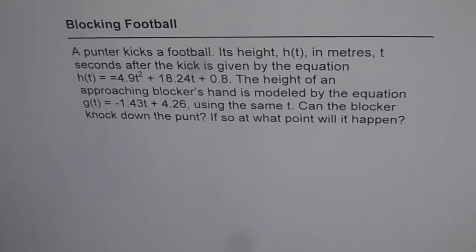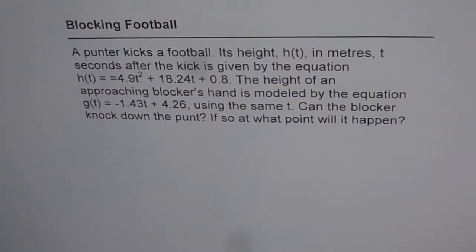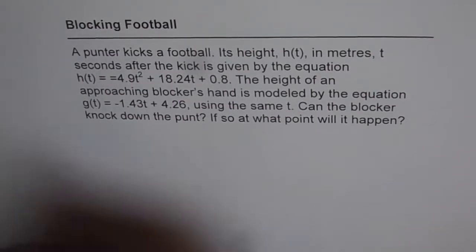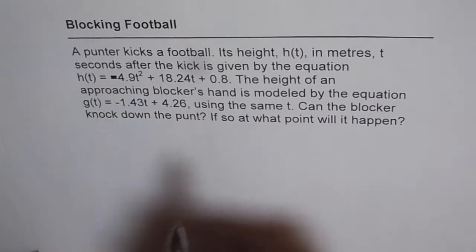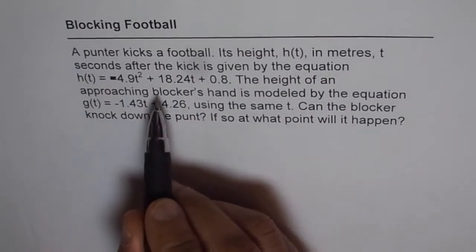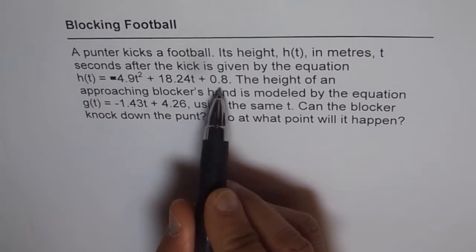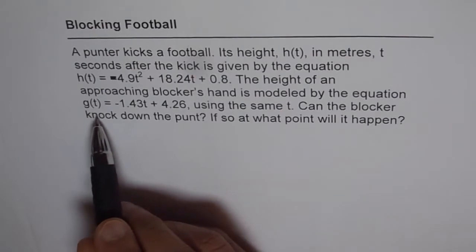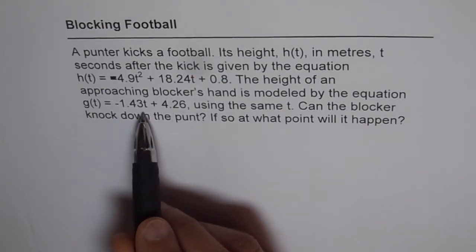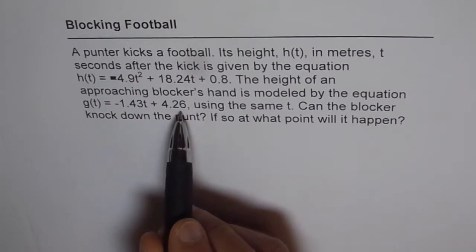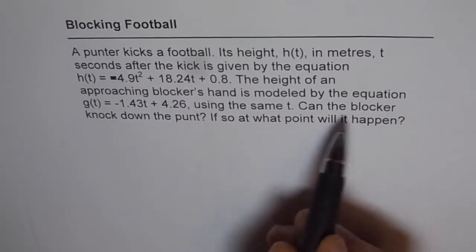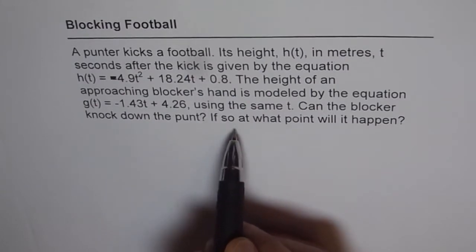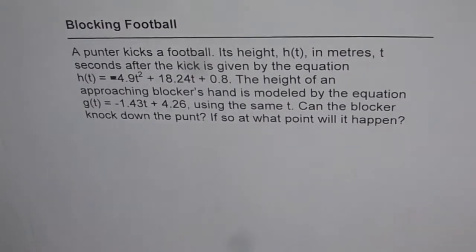Blocking football. A punter kicks a football, its height h of t in meters, t seconds after the kick, is given by the equation h of t equals minus 4.9 t square plus 18.24 t plus 0.8. The height of an approaching blocker's hand is modeled by the equation g of t equals minus 1.43 t plus 4.26, using the same t. Can the blocker knock down the punt? If so, at what point will it happen?